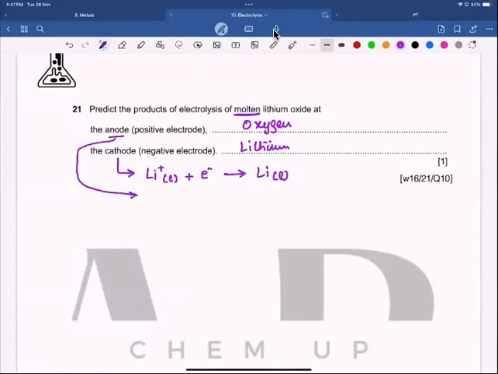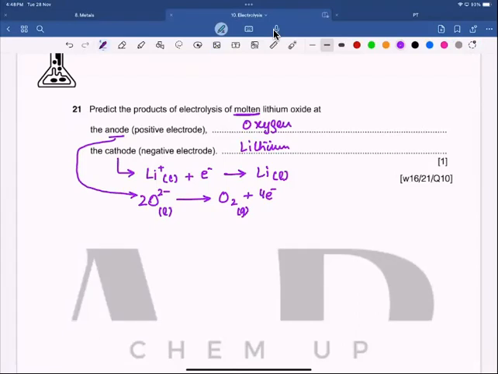At anode, there is an oxide ion. What is it going to form? O2. So it means there are two oxide ions. And how many electrons? Four electrons. So it is going to be molten and it is going to be a gas.